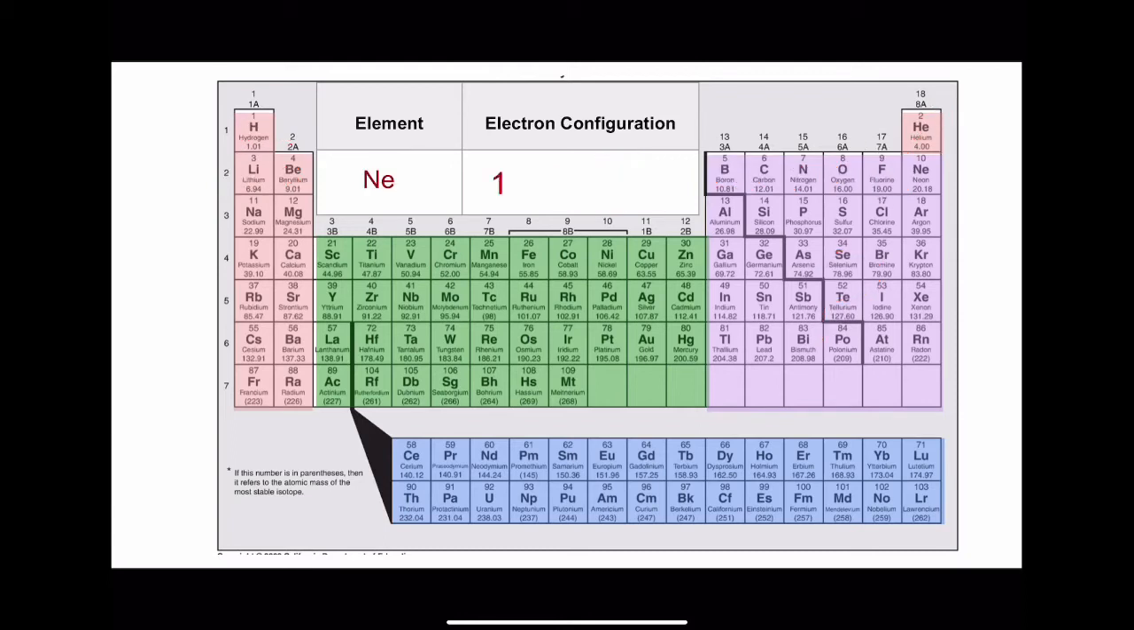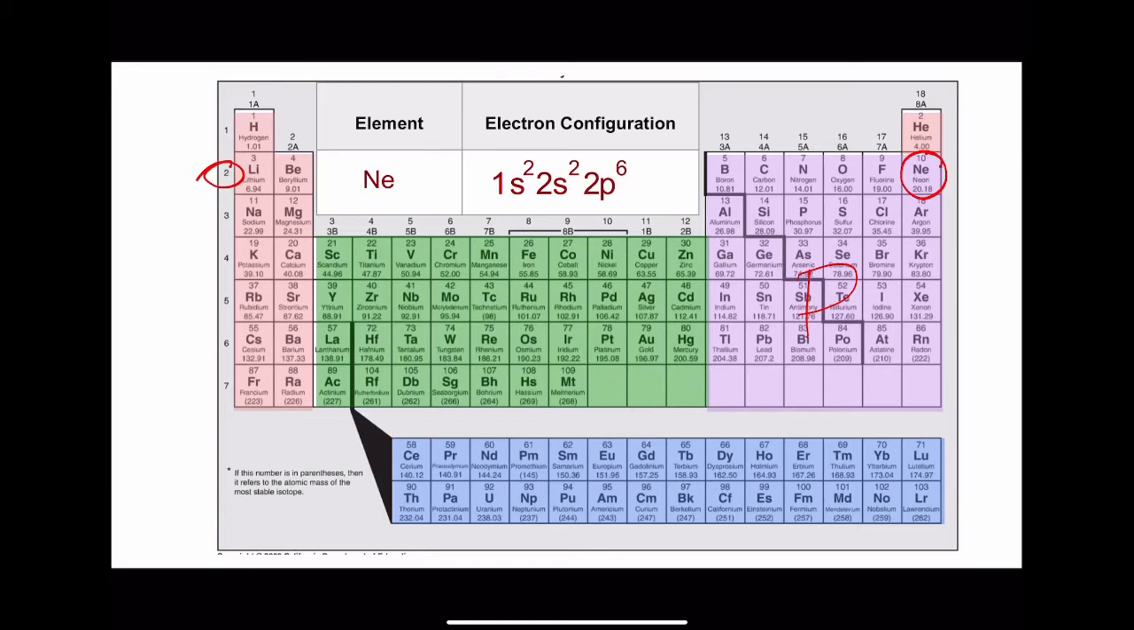Neon. We're now at the very end of the p block. So our last term, you can probably tell me what the last term is without going through the rest of it. We're in the second row, we're in the p block, and we're the sixth electron. So therefore your last term is 2p6.